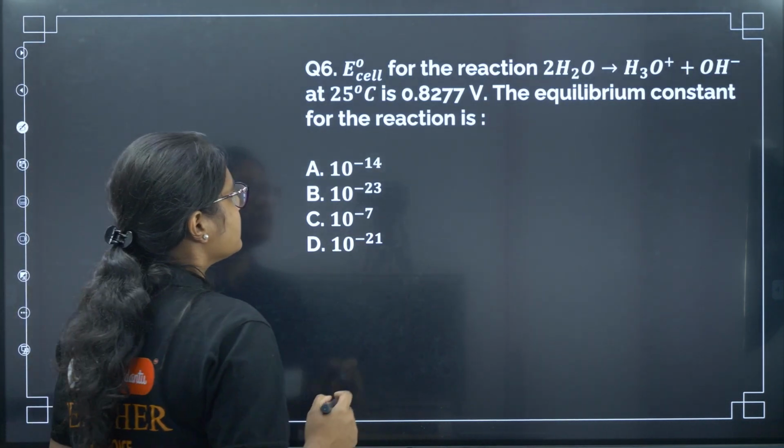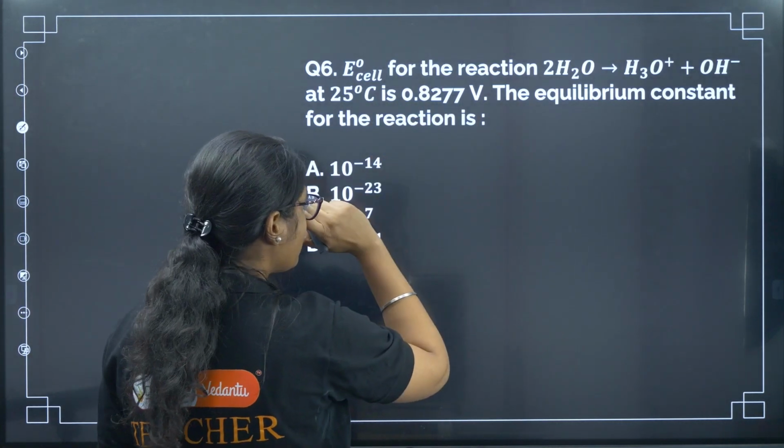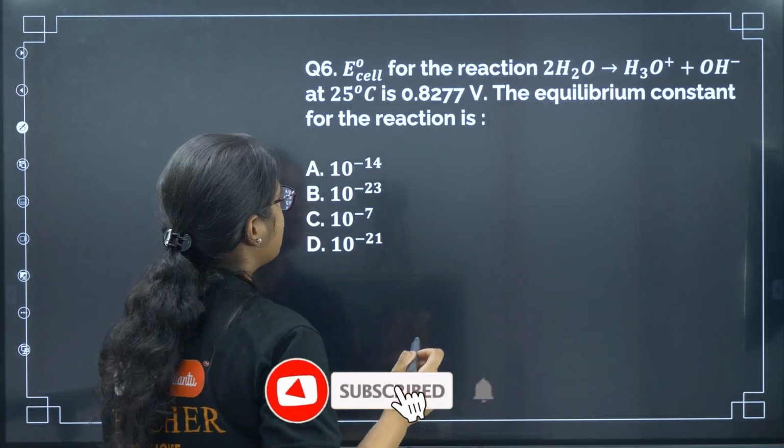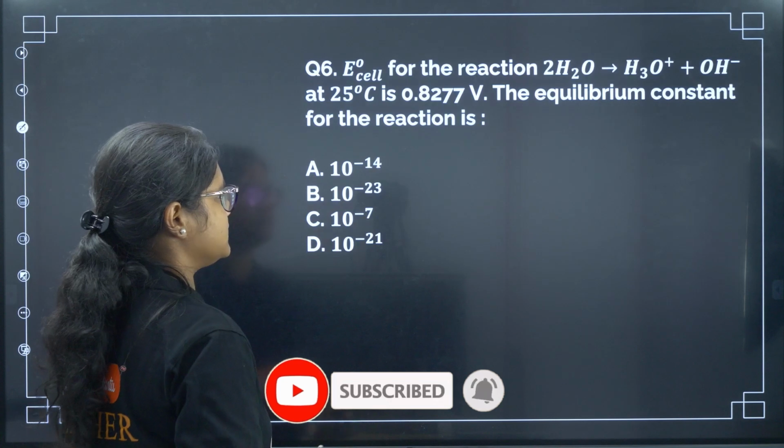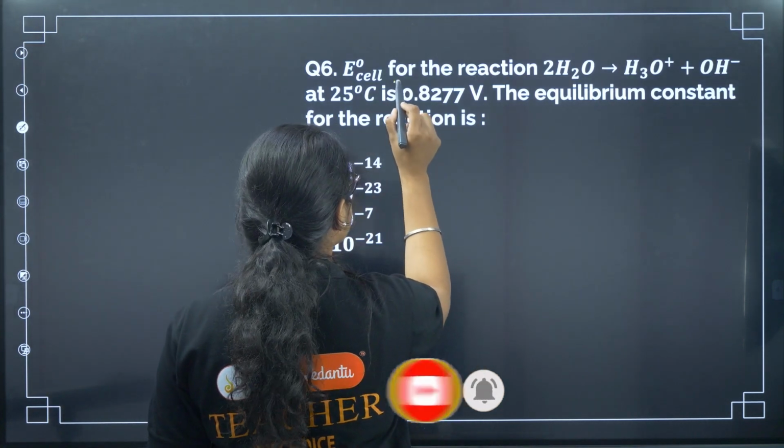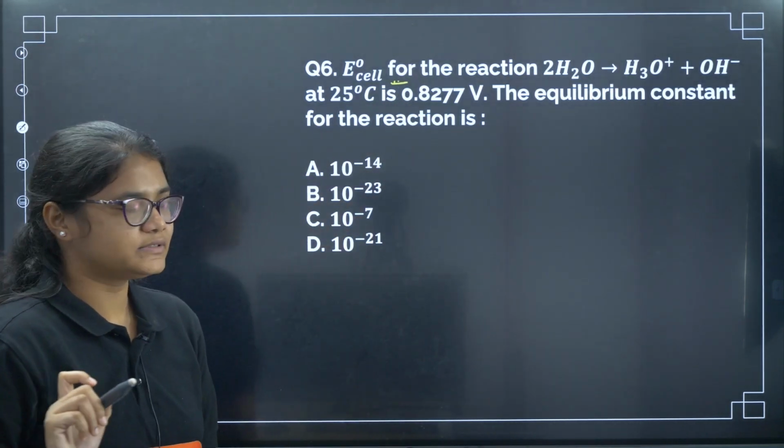Then the E naught of the cell for this reaction is given. They ask to calculate the value of the equilibrium constant. This question is a little changed here. It is minus 0.8277.